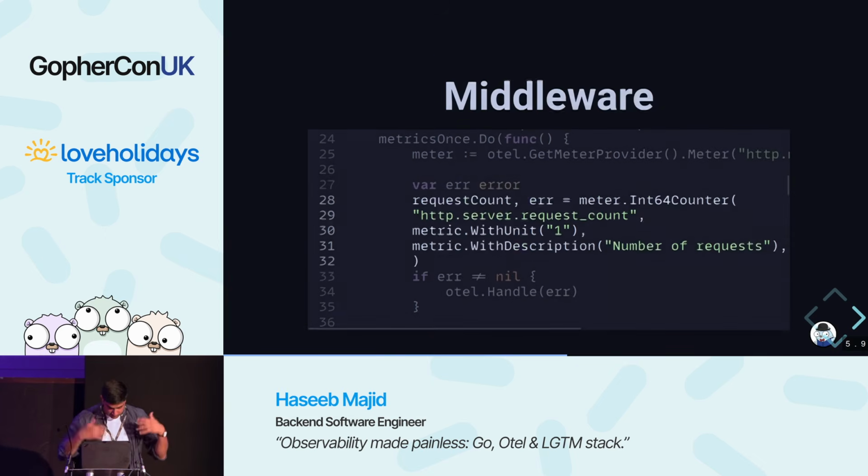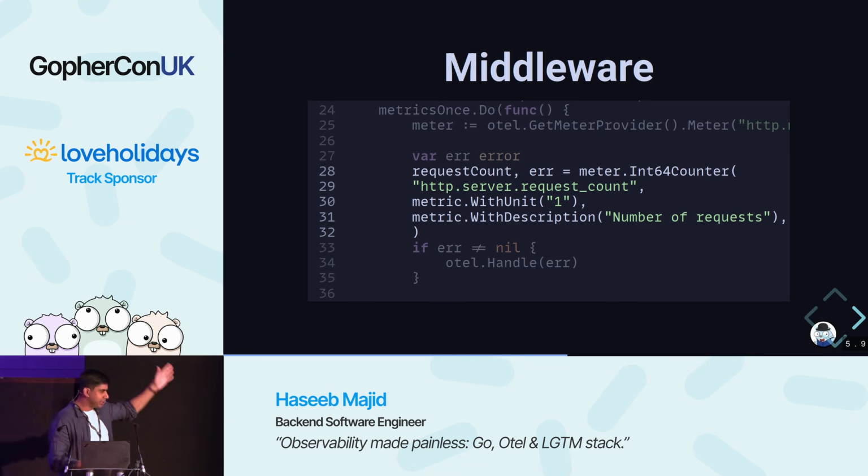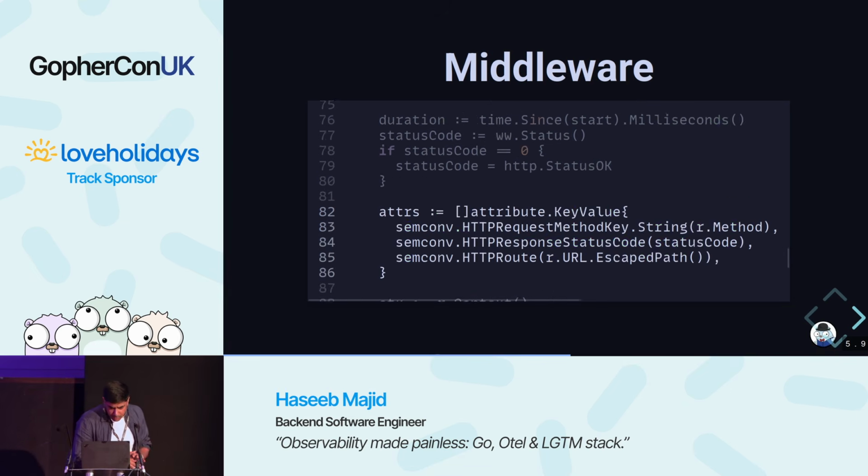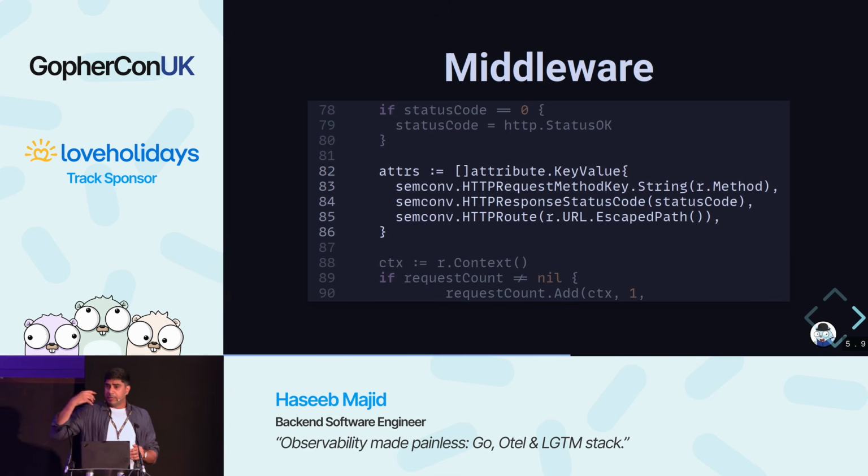So if we take a look at an example, again, there'll be a service at the end you can go and look at. Here we're just setting up a simple counter. So we're just going to increment this every time we receive a request. So we set this up once. Then we give it some attributes or some labels to give it some context. So the method key is going to be like, what was it, a get, a post, a delete. The response status code, was it a 200, was it a 500, was it a 400? And we can then filter on that later on.